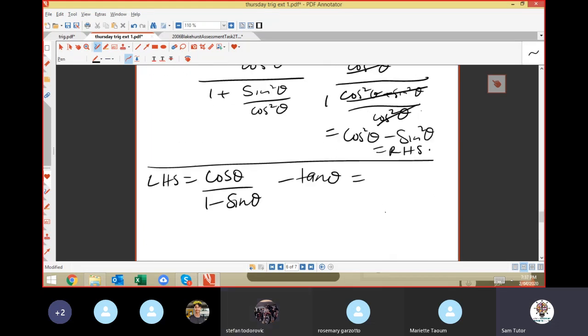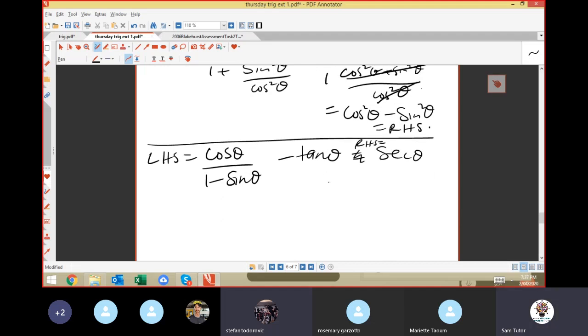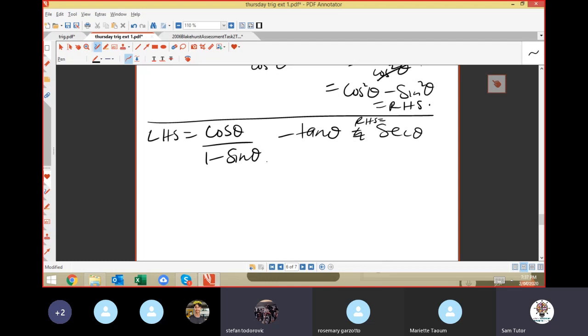We're trying to get back to the sec theta question. Let me just write down the question. Show that 1 minus sine theta over cos theta minus tan theta, and then we want the right hand side to become sec theta. So this one you've got to do the left and right hand side, don't you? Maybe. Let's start with LHS first. Are you going to change anything in this bit?